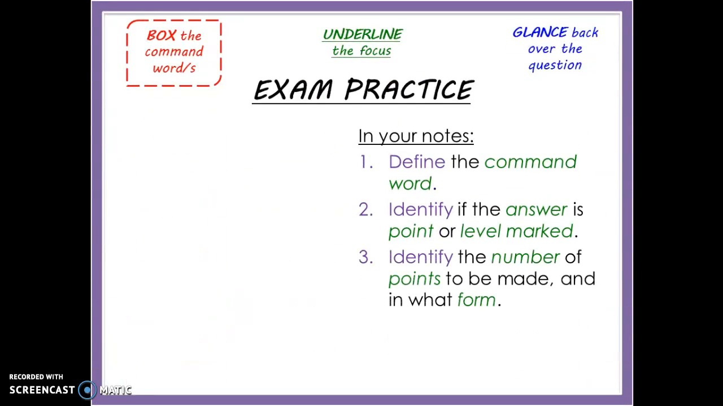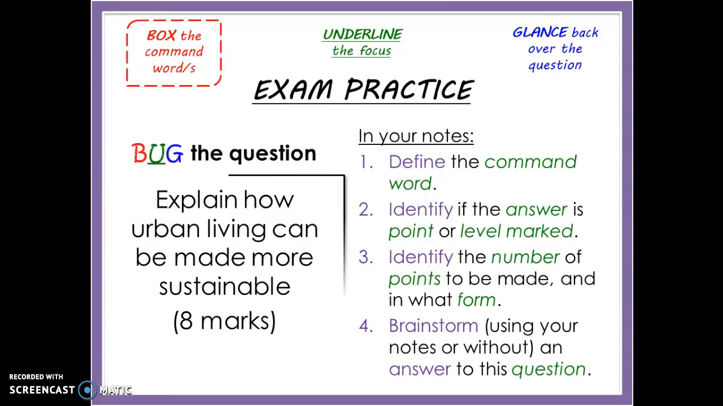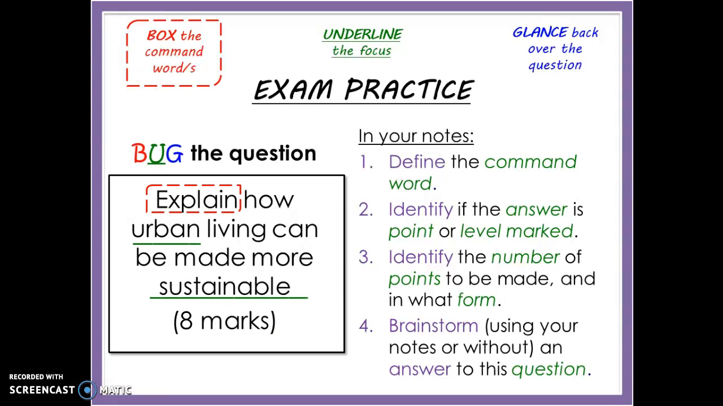Okay, going back to look at the question then. So we know our question, we've already bugged it. We've done number 1 and 2, so the next thing that we need to do is identify the number of points that need to be made and in what form. Well, because it's a level marked question, we already know that we need to answer in paragraphs. The number of points that you make is up to you, but being aware that there are 8 marks available, you need to make enough points in your paragraphs to make sure that you reach the maximum of 8 marks. Now your main task is to actually not answer this question, but to brainstorm and make some notes.